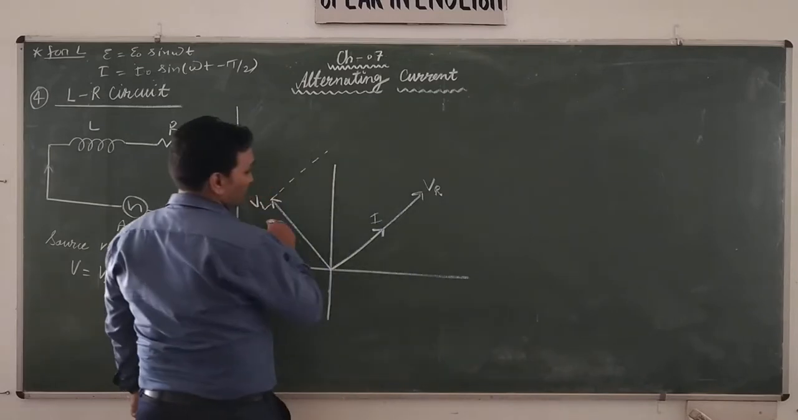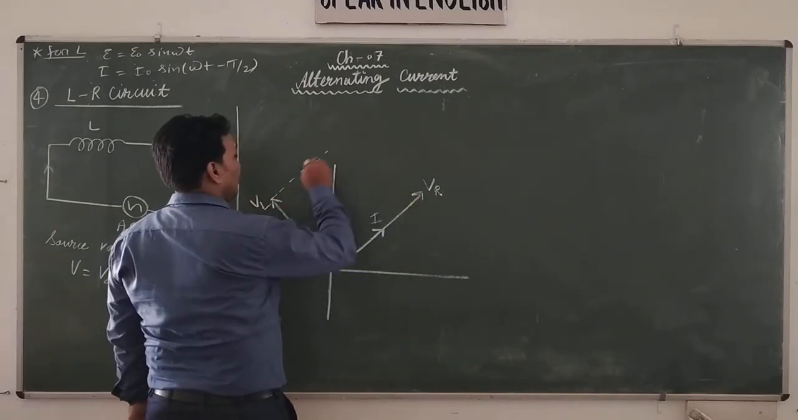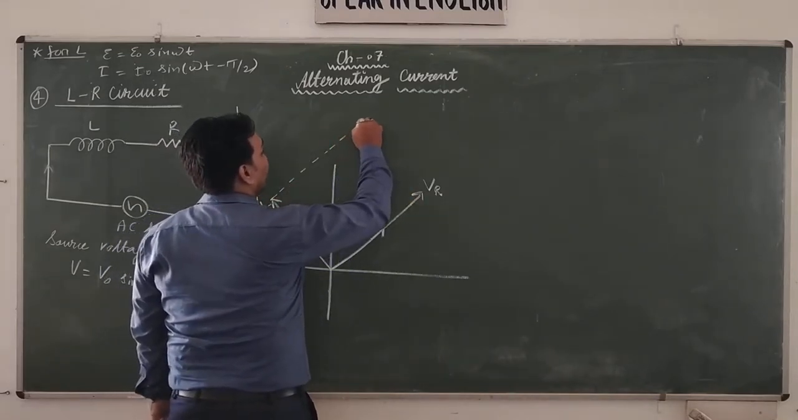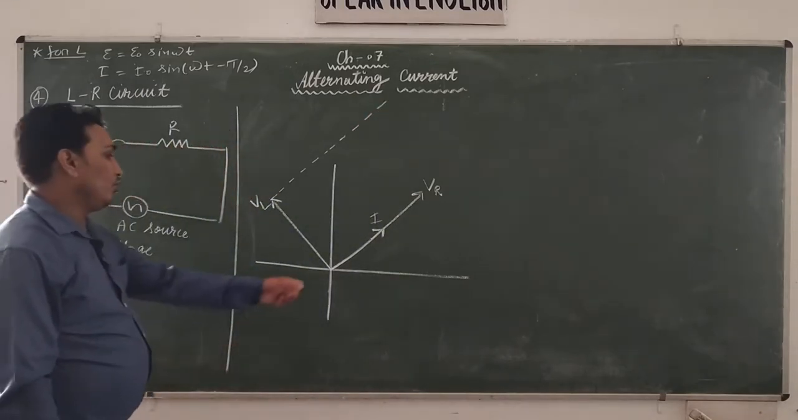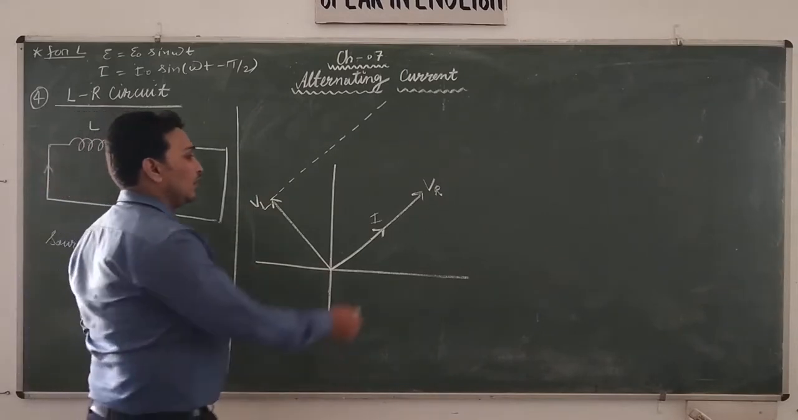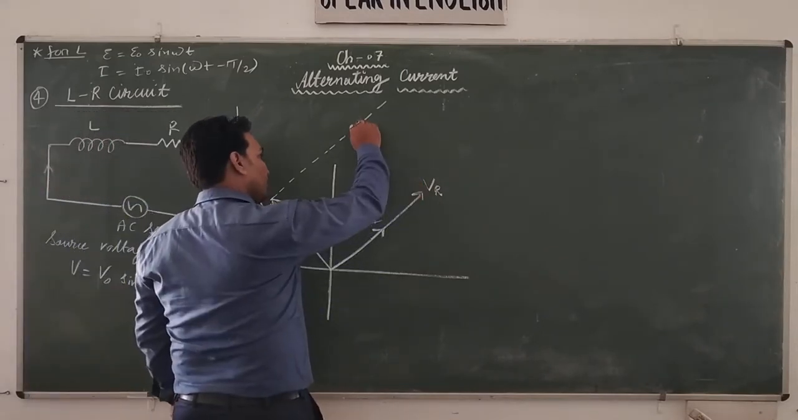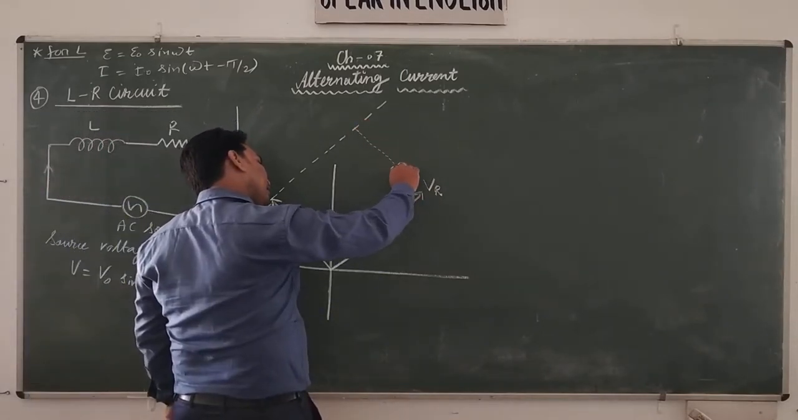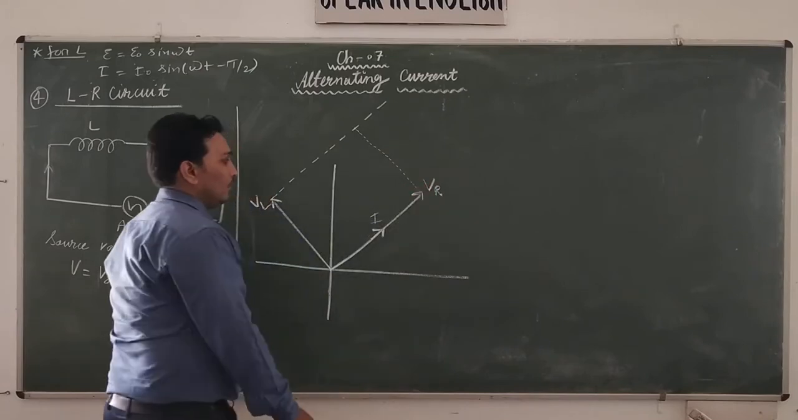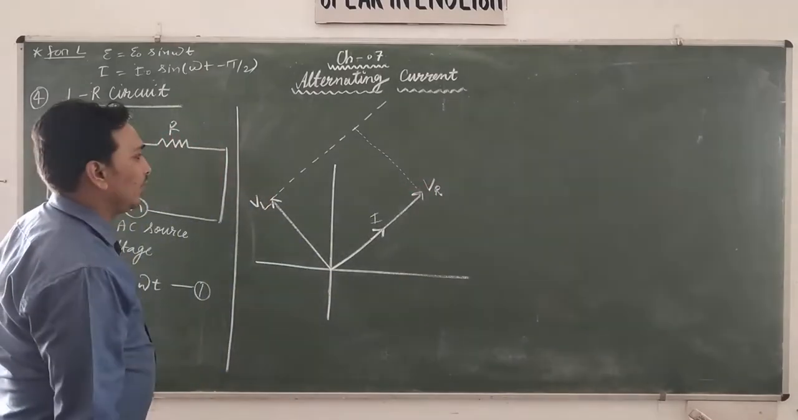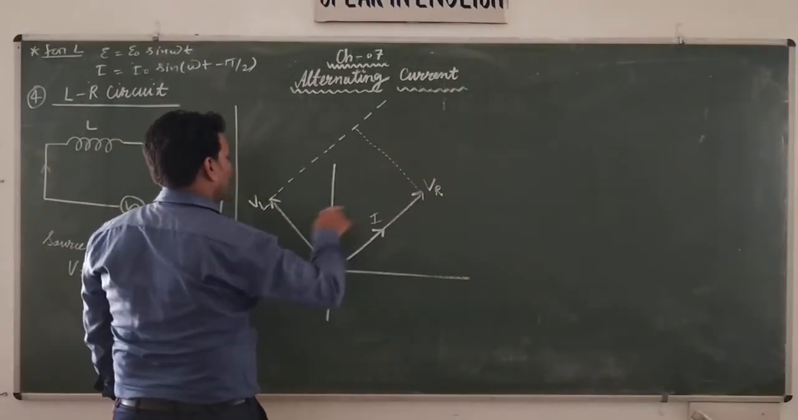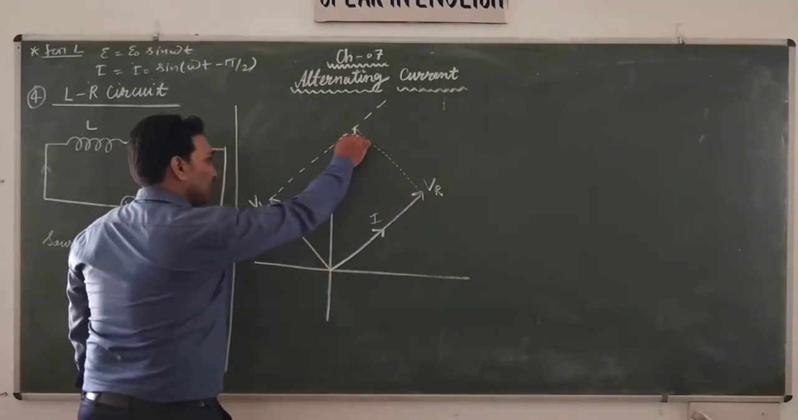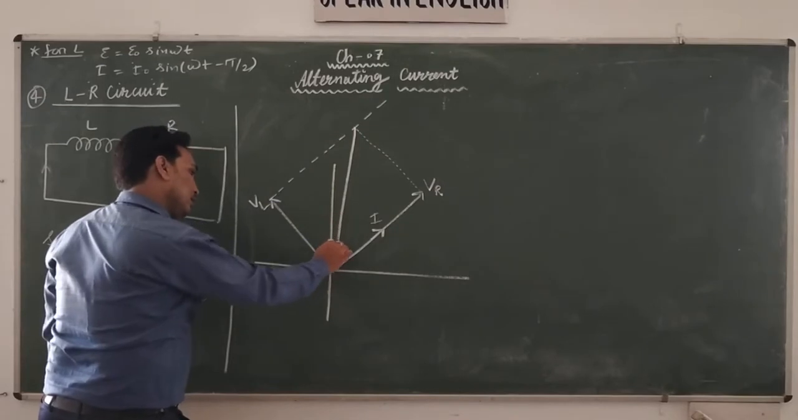For the parallelogram law, I am going to draw a parallel line to VR at the head of VL, and then I am going to draw a parallel line to this here. So we are going to have something like this. Okay, so this is our parallelogram. So what is the resultant of this vector VR and VL here? The resultant is going to be this.